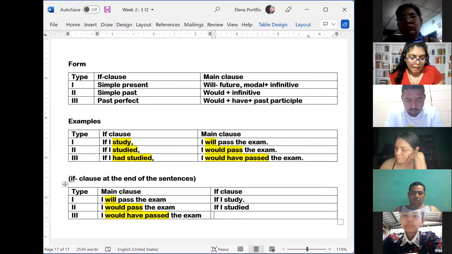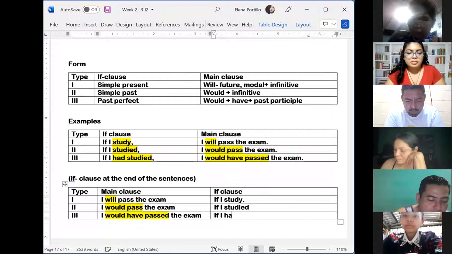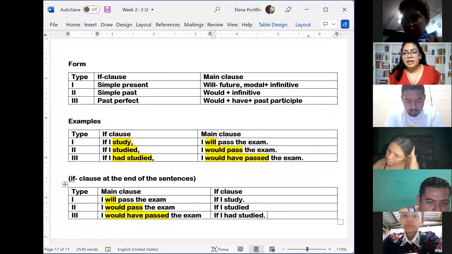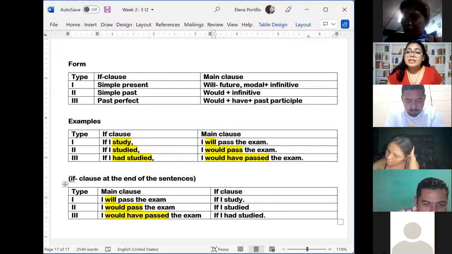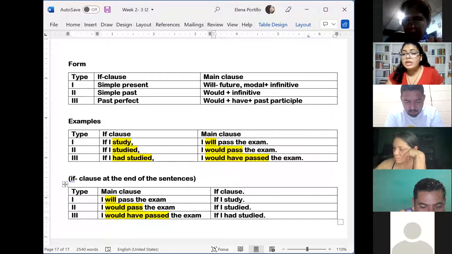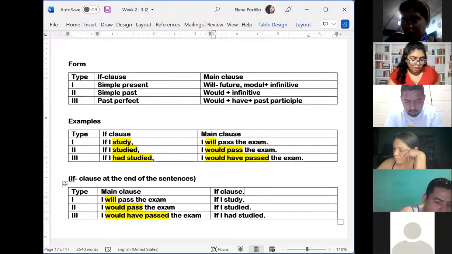I will have passed the exam if I had studied. It is the same to separate phrases in one sentence, but in this case, we're not going to use the comma because we are not using the if clause at the beginning. In this case, we are using the if clause like a complement of the sentence. So in this case, we are not going to use the comma. It is not necessary. It is necessary when we are writing the if clause at the beginning.